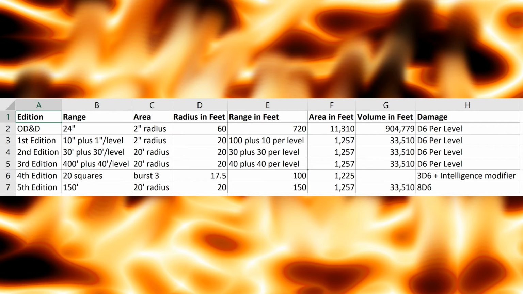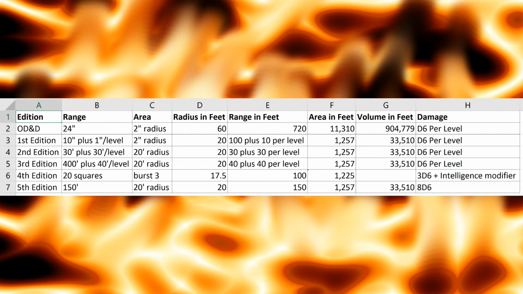The big difference is that in the 1st, 2nd, 3rd, and 5th, it's a sphere. You could also argue that it's a sphere in OD&D, though it's not explicitly set whether it's a sphere or a cylinder, but we can assume it's a sphere. So that it actually affects 33,000 cubic feet. Whereas the 4th edition, it gets a little odd to determine that.